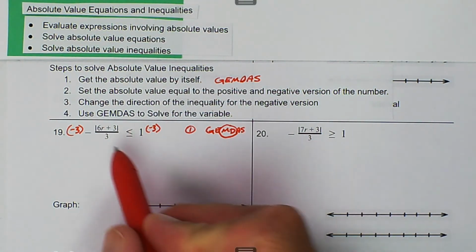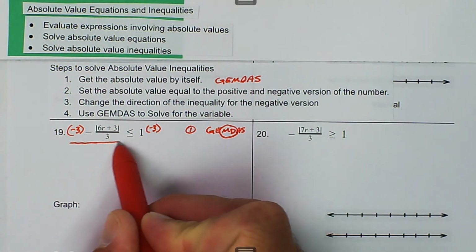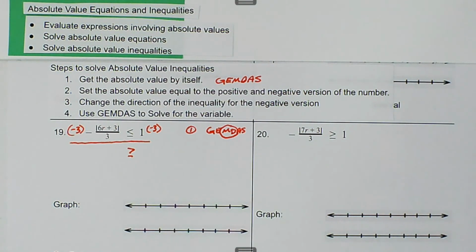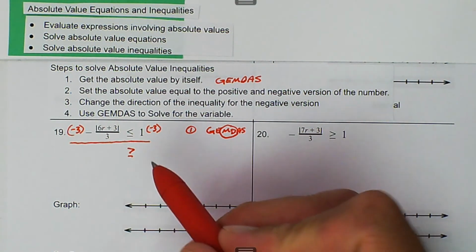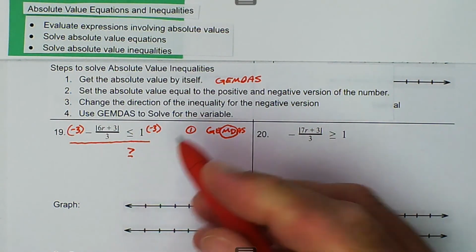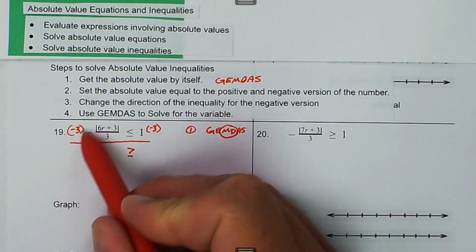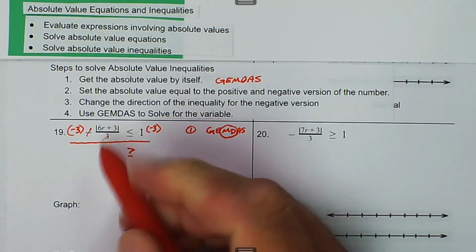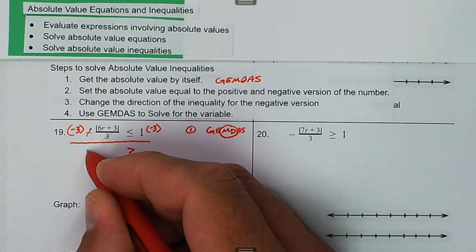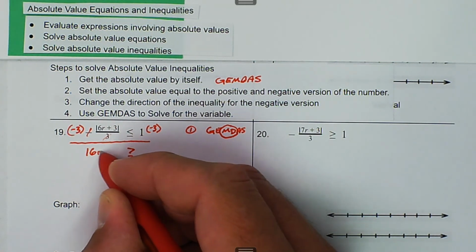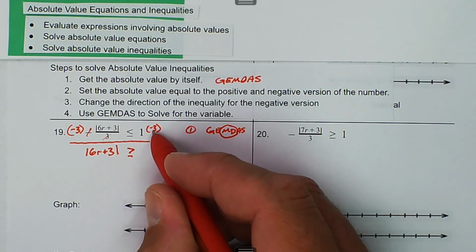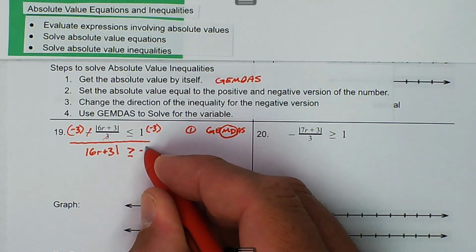And what happens when we multiply by -3 in an inequality? The first thing we should do is change the direction of the inequality sign. I forget to do that a lot. So why do we multiply by this -3? We wanted to get rid of this negative, and we wanted to get rid of this 3. So we are left with the absolute value of 6r plus 3 is greater than or equal to -3.